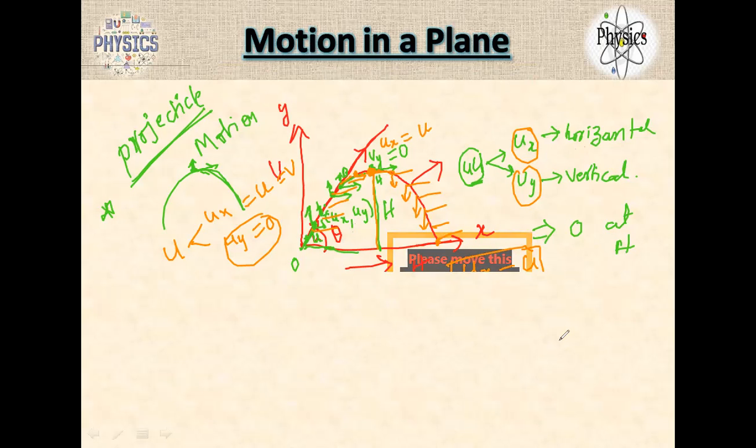Is it okay? The two things you have to remember from this discussion: which component of the velocity of a projectile is constant? The horizontal component, ux. And which component of the velocity of a projectile is equal to zero at maximum height? The vertical component of velocity. Those two points are very important to remember.